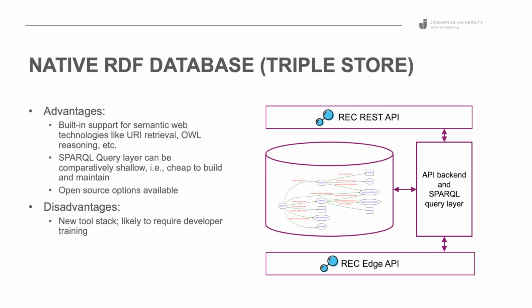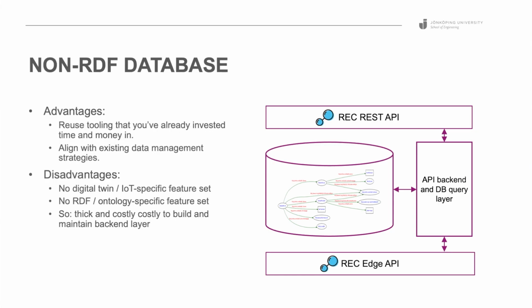The disadvantage, obviously, is that this is a new tool stack to a lot of developers. It's likely to require that you support your developers and have training for them to get on board with using RDF graphs natively. And if that is a problem or a challenge for you, another option might be to use a non-RDF database. Use something that you're already familiar with. So you still store your graphs in the database, but you could use something like Neo4j, or a relational database, or something that you already have competence in and tooling that you have already invested time and money in. And you could then align to your existing data management strategies and simply provide a graph representation API on top of that.